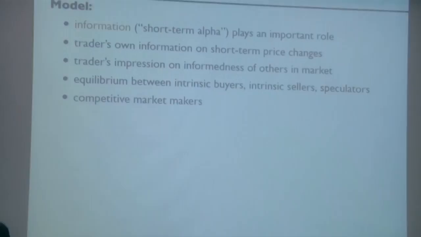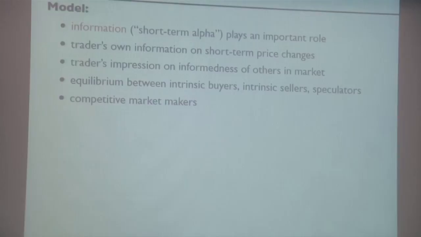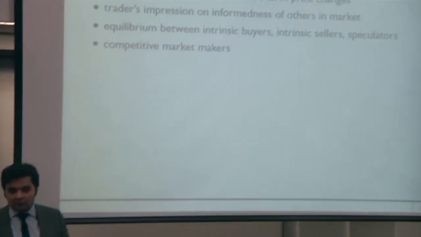The speculators are just trying to make money off the price swings. On the other hand, we have intrinsic buyers and sellers. They also would like to buy low and sell high. However, they have their own reasons to trade as well. They have an idiosyncratic desire to trade. Maybe you're a pension fund and you're rebalancing your portfolio. You want to buy that Google stock cheap, but even if you have to pay a little bit more for it, you're still willing to buy it because you get utility from having it.